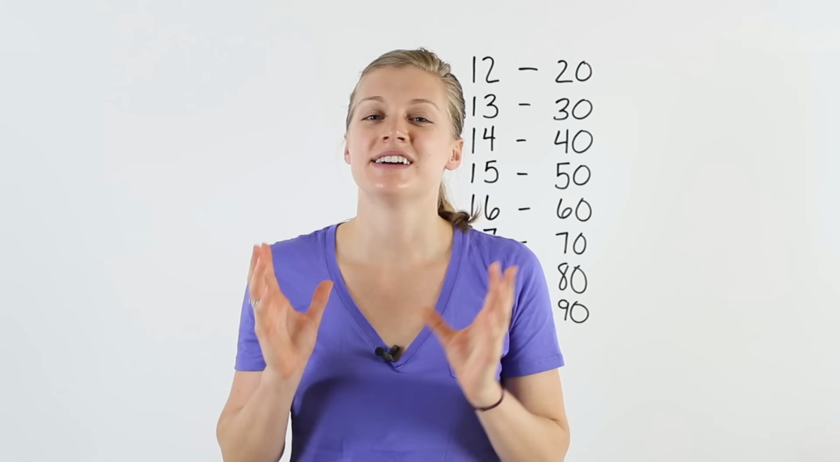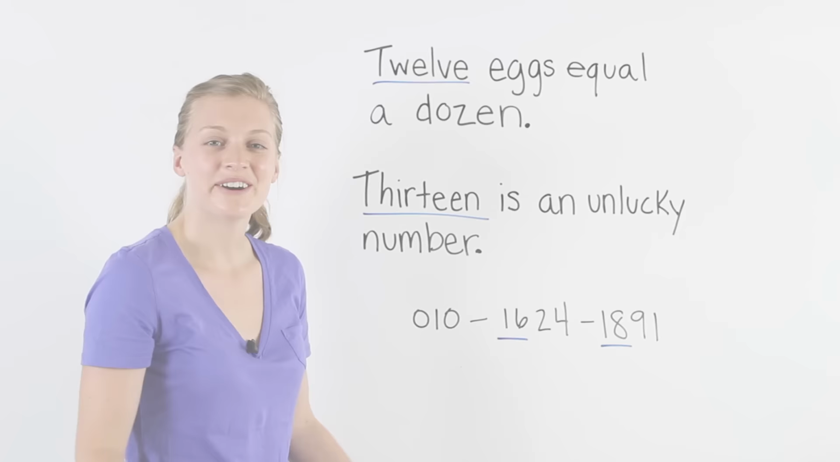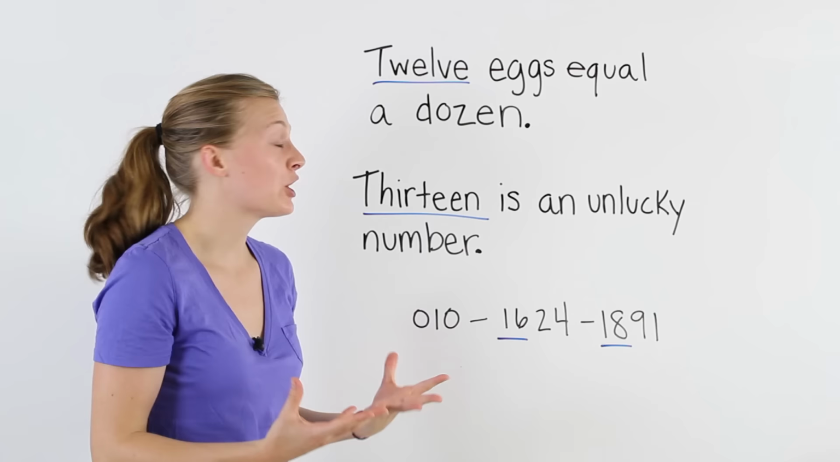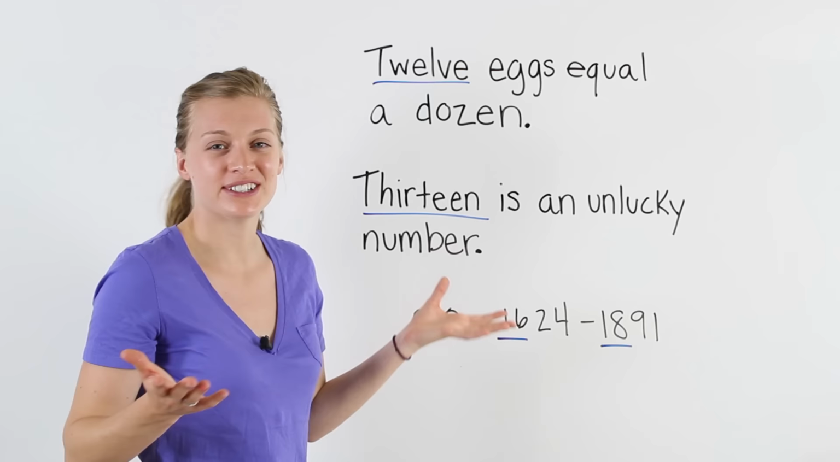Now, let's look at some example sentences. In the first sentence, it says, 12 eggs equal a dozen. Now, I say 12, but a Korean might say 20, and that just doesn't make sense. 20 eggs equal a dozen? The numbers don't add up, so make sure you use 12.